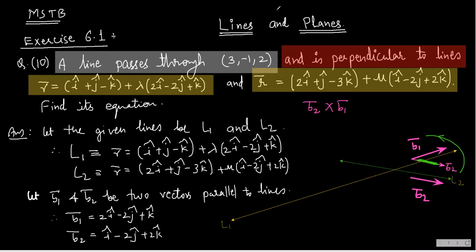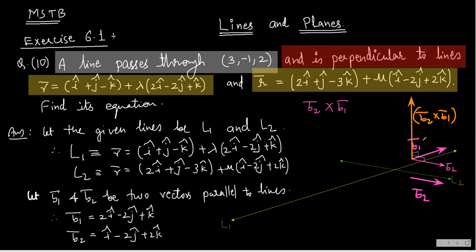So what will B2 bar cross B1 bar be? B2 bar cross B1 bar will be this vector. Remember, this vector is B2 bar cross B1 bar. This vector is perpendicular to these two vectors, B1 bar and B2 bar.